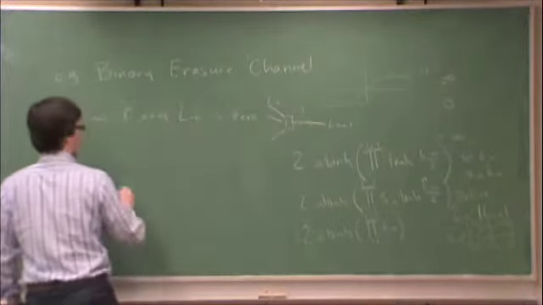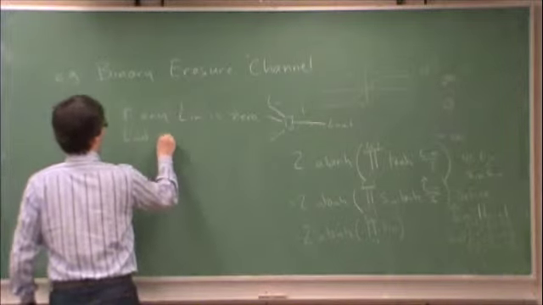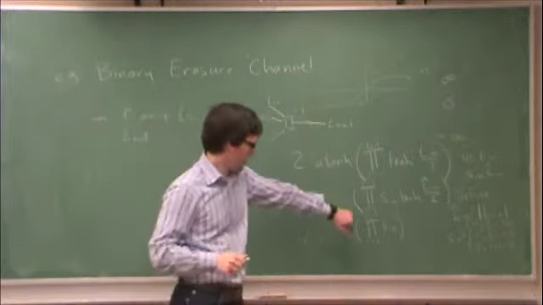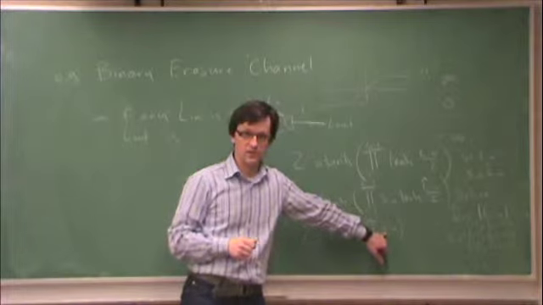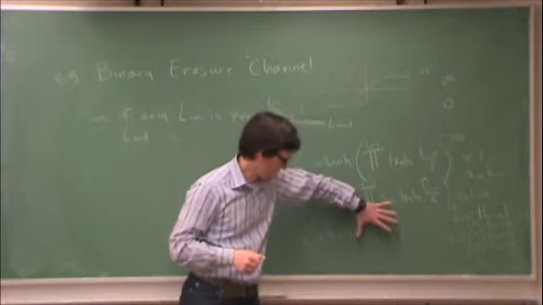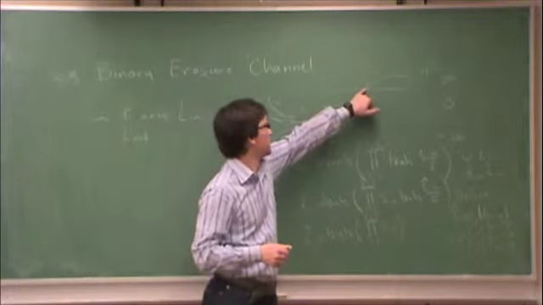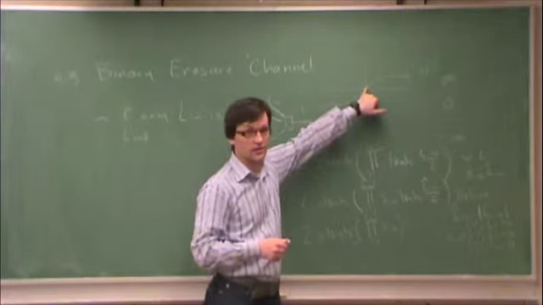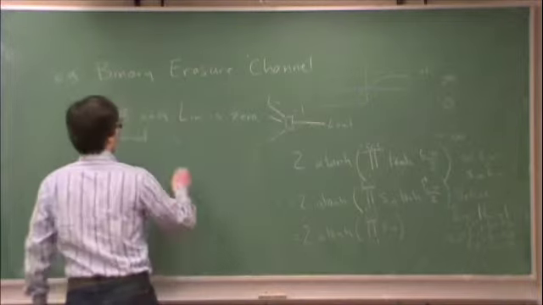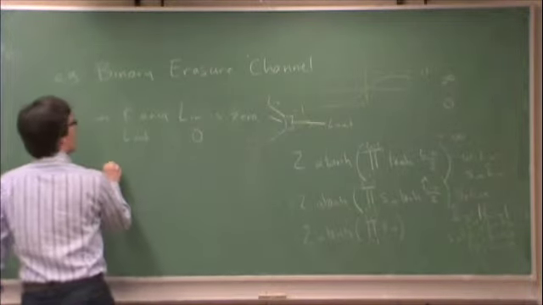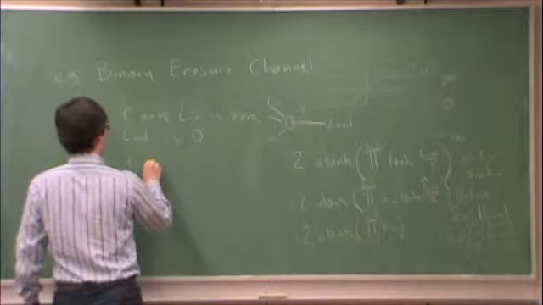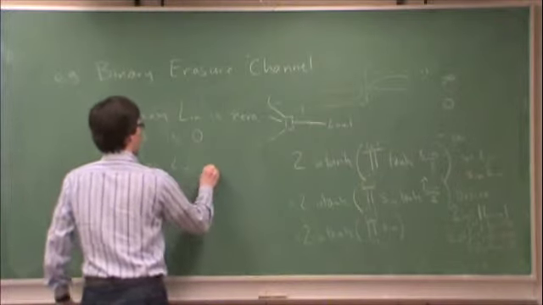If any L in is 0, then what is L out? If any of the L ins is 0, then I have a 0 in this product, so the result of the product is 0, and the arctan H of 0, well, there's only one point right there, the arctan H of 0 is 0. Then L out is 0.